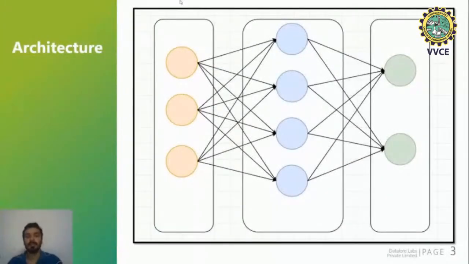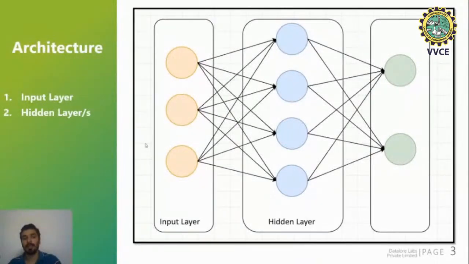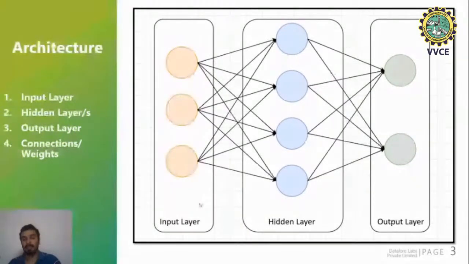First thing is we have different layers in our architecture. The first layer is called the input layer, the in-between layer is called the hidden layer, and the last layer that you see here is called the output layer. And each of these layers is connected with the other one. The input layer is connected to the hidden layer, which is connected to the output layer. This is how the architecture of a neural network looks.